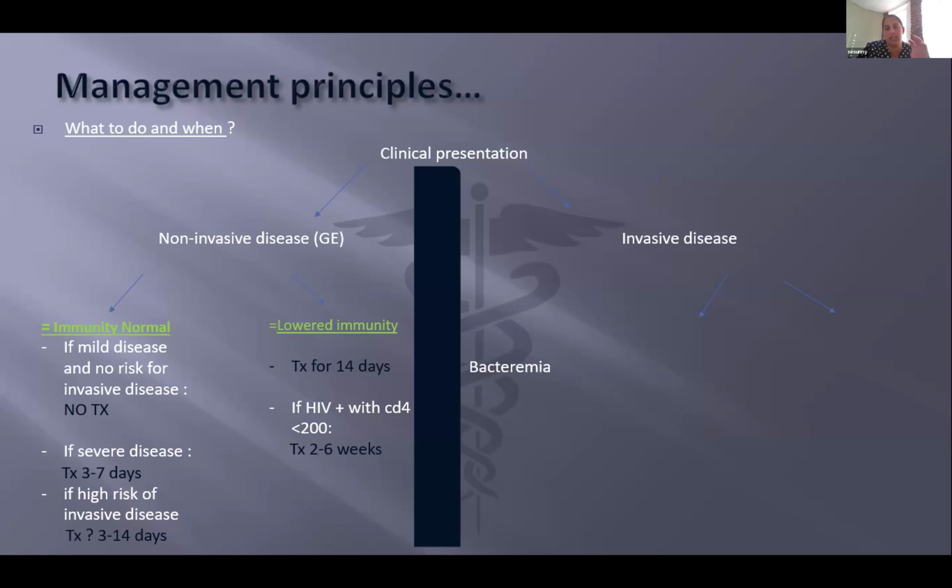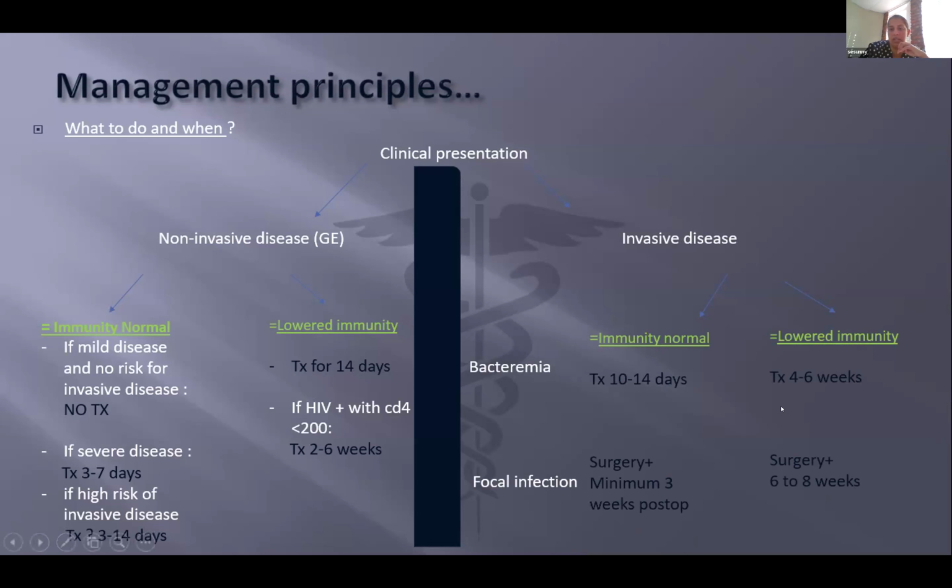If you have invasive disease, and that's bacteremia or focal infection, and you are immunocompetent, then you treat for 10 to 14 days. If you have a focal infection, they advocate for surgery, and then a minimum of 3 weeks of antibiotics post-operatively. If you have lowered immunity, again, treatment recommendation is for 4 to 6 weeks. And then for focal infection, again, long duration, but obviously with source control in mind. This may vary depending on where the focal infection is. So if it's osteomyelitis versus a septic arthritis versus a meningitis or a brain abscess, the duration of therapy may vary depending on the site of focal infection.